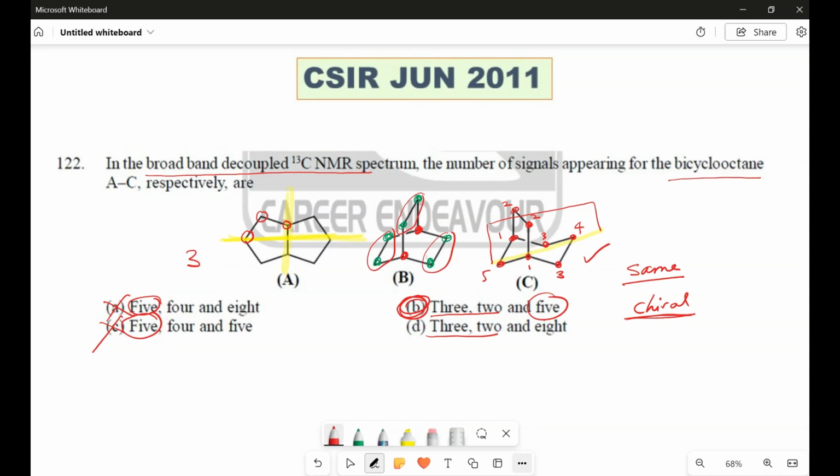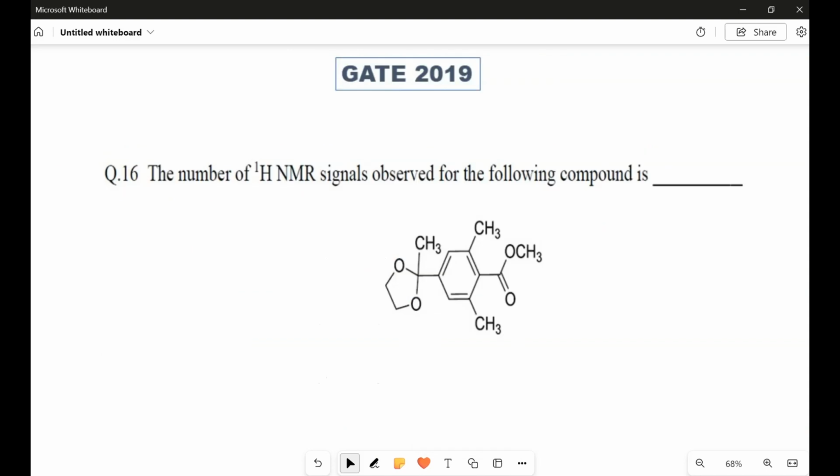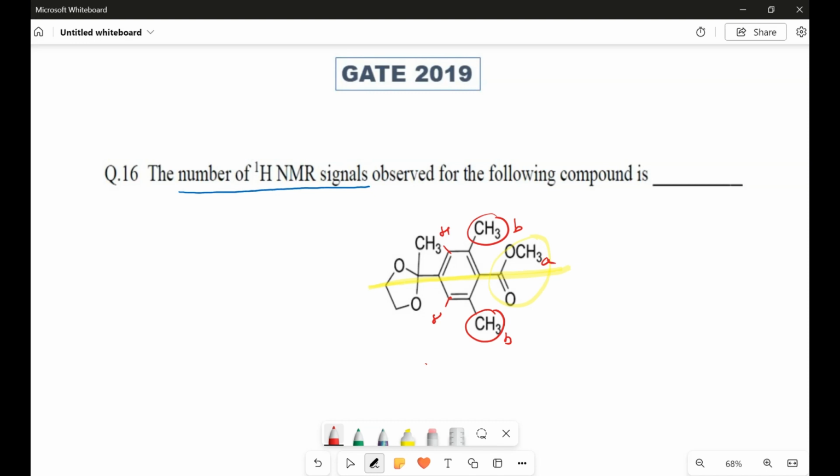Okay, next problem. This particular problem was asked in GATE 2019. They're asking for the number of proton NMR signals. This molecule can be cut like this in the center, and these are bent groups, so they will align with the plane of symmetry. Now you can count the number of hydrogens. So A, this CH3 and this CH3 are the same. So B, this hydrogen and this hydrogen are the same. So C. This CH3 lies on the plane of symmetry, therefore it is D.